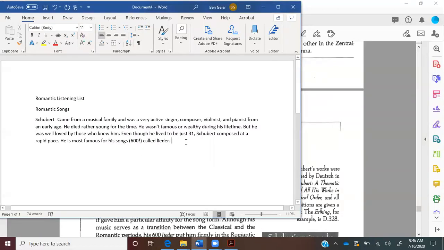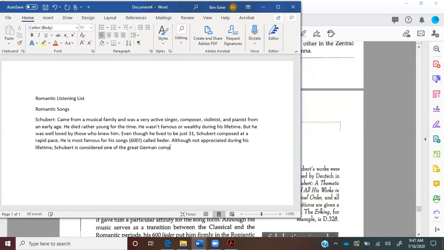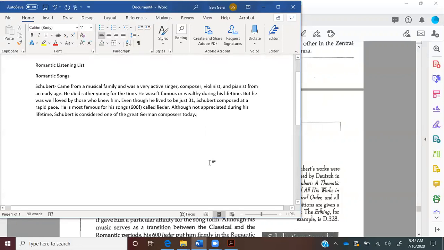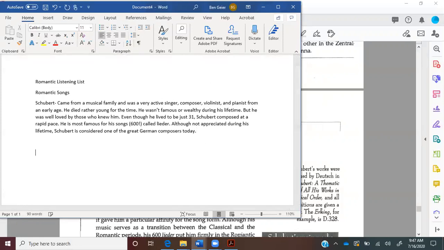All right. Although, let's say, not appreciated during his lifetime, Schubert is considered one of the great German composers today. Okay. So that's like our little introduction for the Romantic songs.